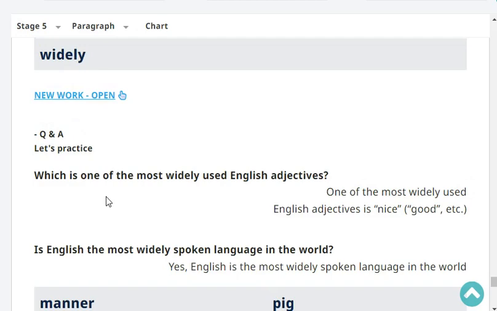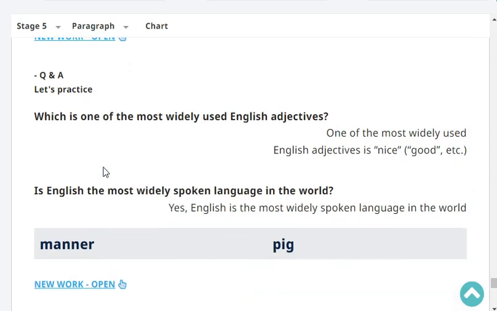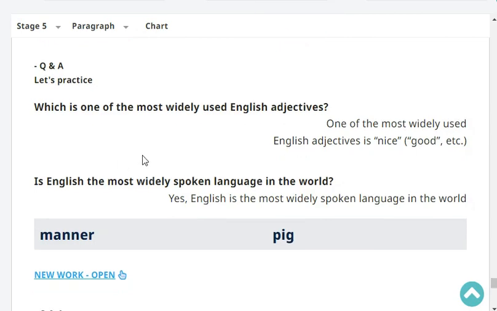Which is one of the most widely used English adjectives? One of the most widely used English adjectives is nice. Is English the most widely spoken language in the world? Yes, English is the most widely spoken language in the world.